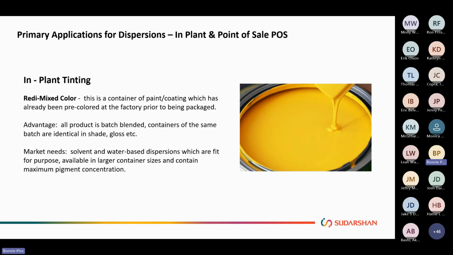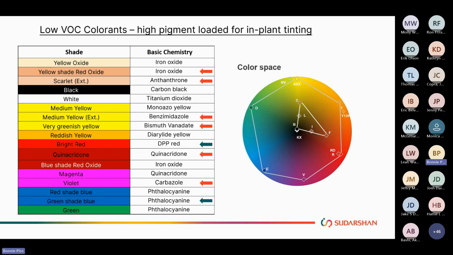for application. So what I did here is just to give you an idea of what that expanded colorant set looks like. I overlapped the point of sale to this in-plant tinting list of colorants, and the ones that I've highlighted here with the arrows are the added colorants to an in-plant system to be able to cover everything. So for example, you'll see two shades of a yellow oxide. We start to see some additional organics in the red space.